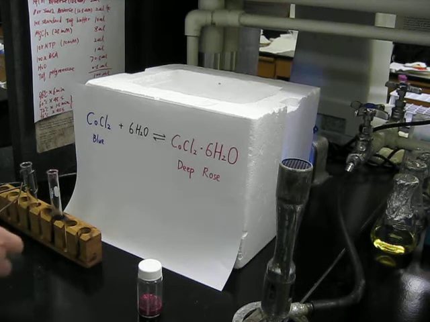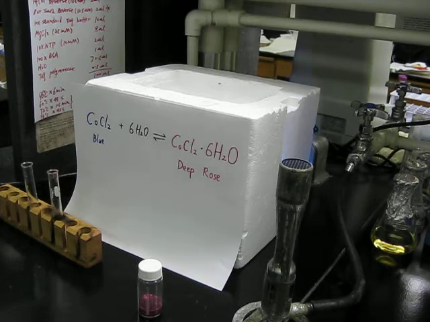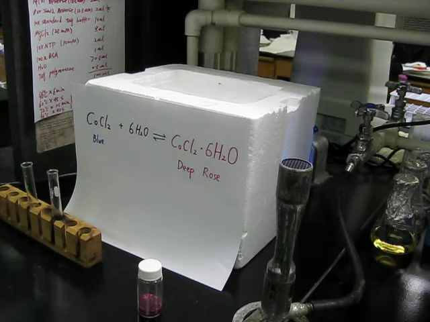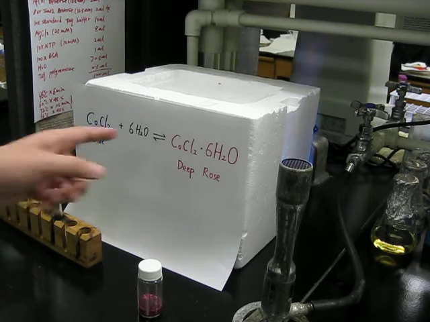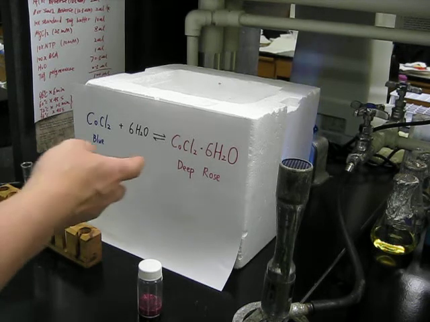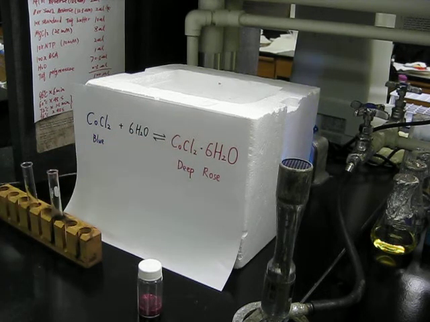Okay, so today I'm going to show you a reversible reaction in order to demonstrate chemical equilibrium. The reaction is cobalt chloride, which is blue, that will react with water, 6 moles of water, and form a cobalt chloride hydrate, 6 water. So that color is deep rose.